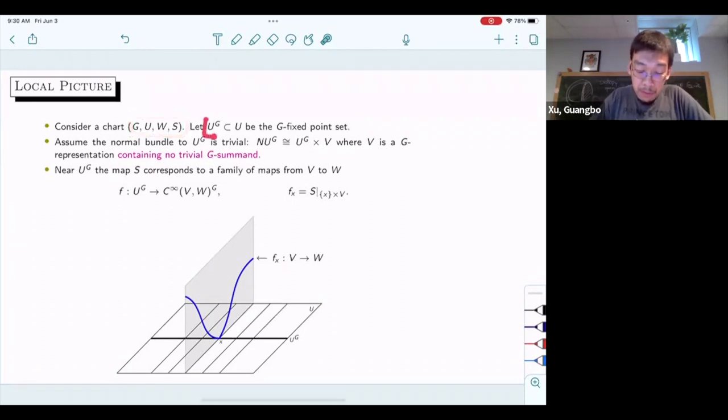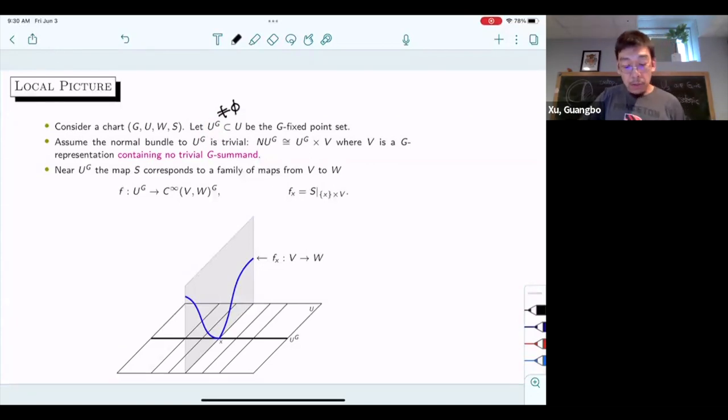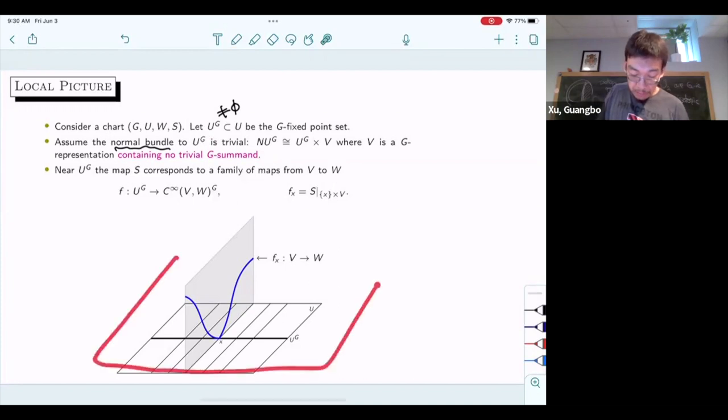So remember, there's a symmetry group, and this symmetry group acts on this manifold U. So there will be a fixed point set. Let's assume this fixed point set is not empty, otherwise you can just reduce the group. And also, let's just consider the problem locally. So we can assume this normal bundle to the fixed point locus is trivial.